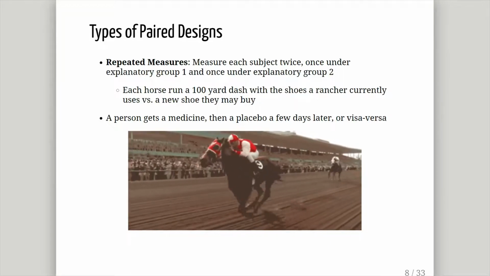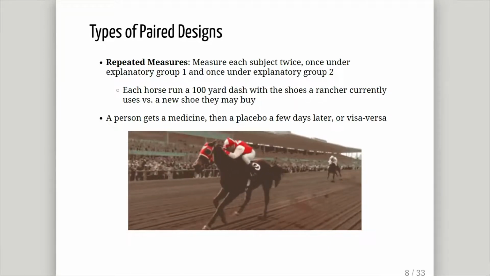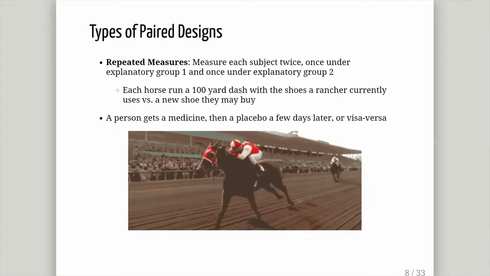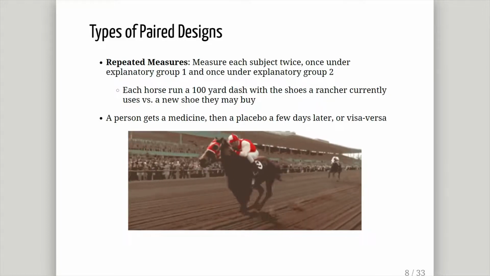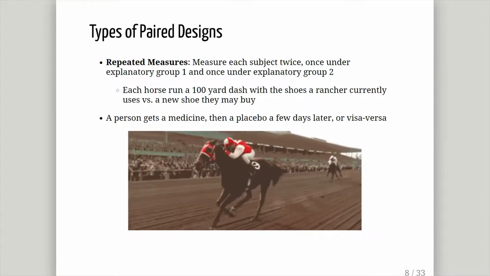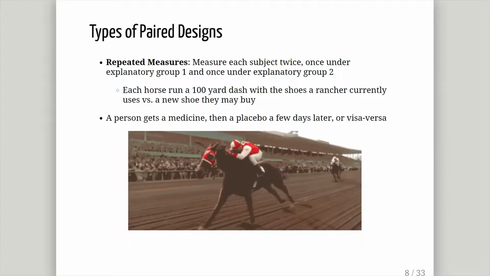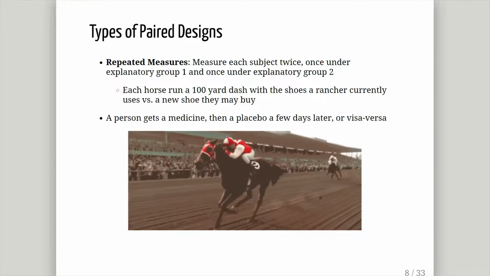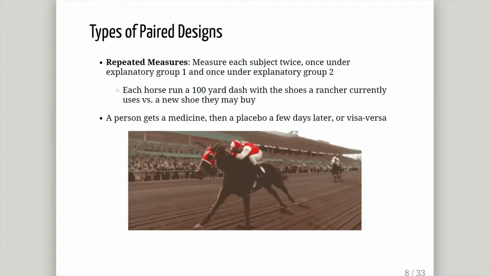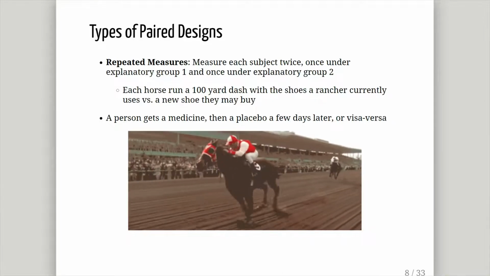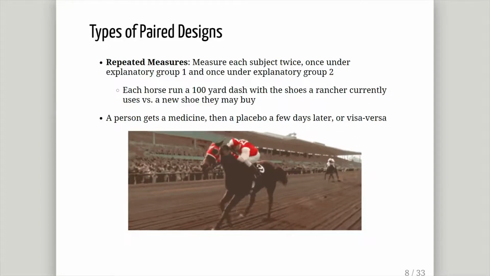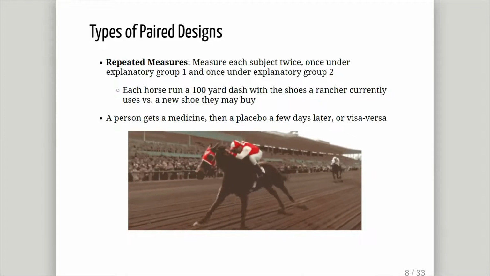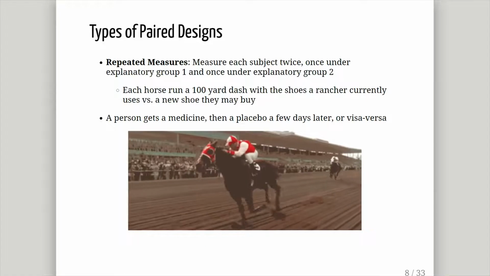Here's another real-life example. A person gets a medicine, and then they do this test again a few days later. That second time, they get a placebo. A different person could get the placebo first, and then a few days later, get a medicine. That's a repeated measures design.